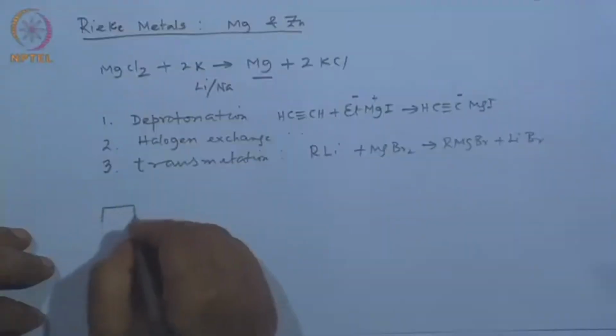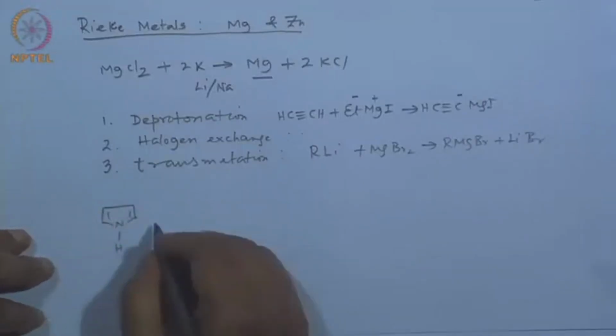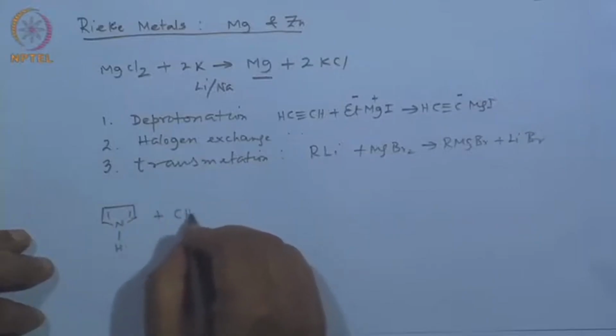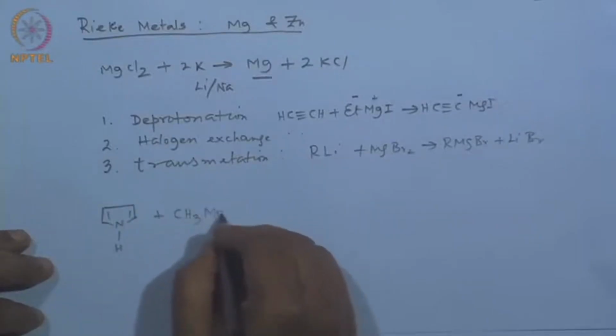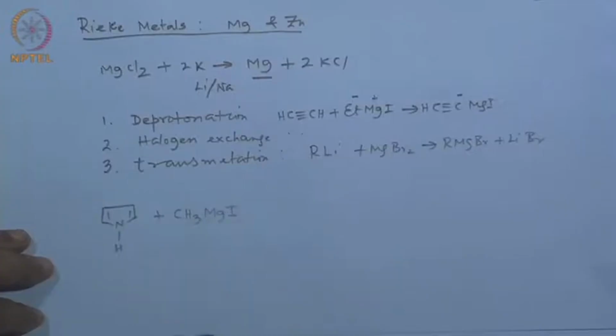And now coming to heterocyclic chemistry, I think the very first thing that we should talk about is the case of, let us say for example, pyrrole. Now, let us look at the feasibility of these reactions, methyl magnesium iodide, which is commonly made.